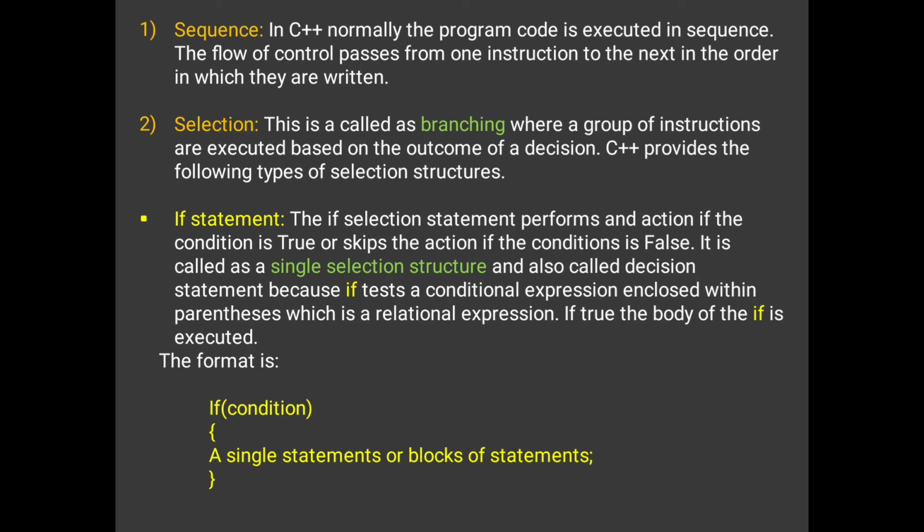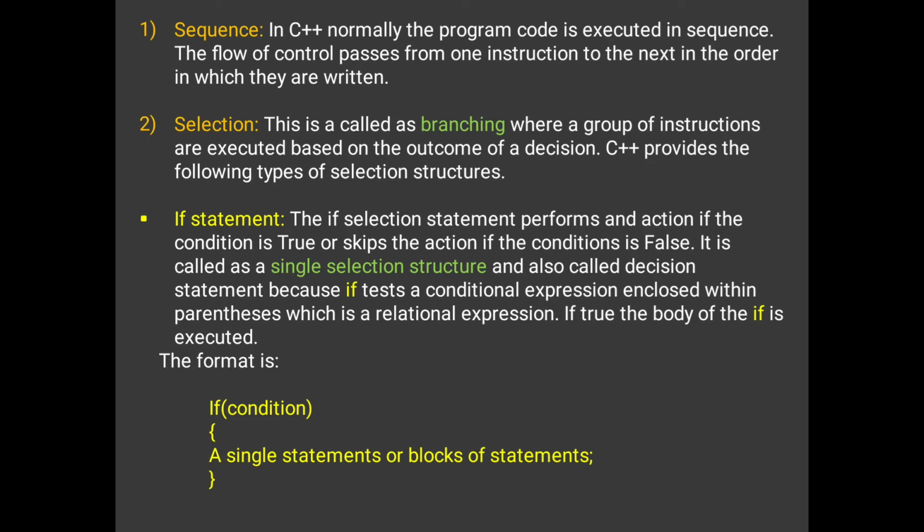Now selection. This is called branching, where a group of instructions is executed based on the outcome of a decision, that is, a relational expression. We have already seen one of the selection constructs in operators and expressions. When we use relational operators and logical operators, we use the if keyword. The if keyword tests the condition, that is the Boolean expression, which uses a relational operator or a logical operator. The test condition evaluates to only two answers, true or false. If it is true, execute that statement, or if it is false, execute the other statement. It was like that, right?